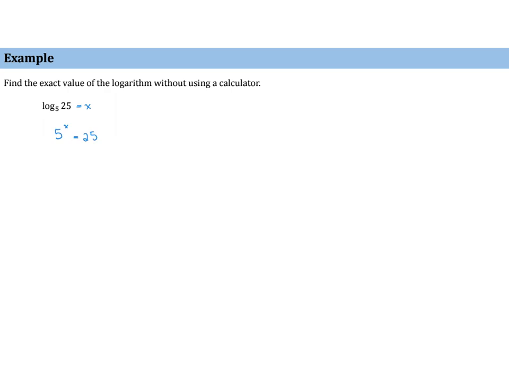Now 5 to the what is 25. x is 2, because 5 squared is 25. So this tells us that log base 5 of 25 equals 2. So notice, log base 5 of 25, this is the exponent that makes 5 become 25.